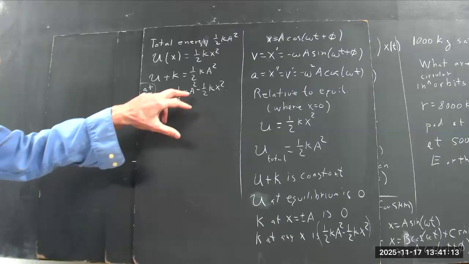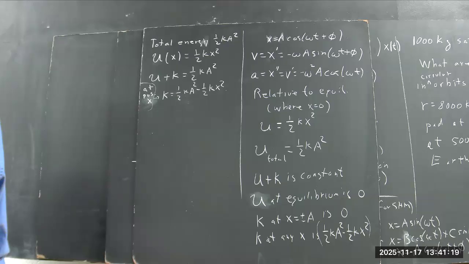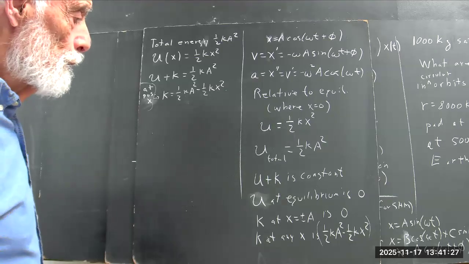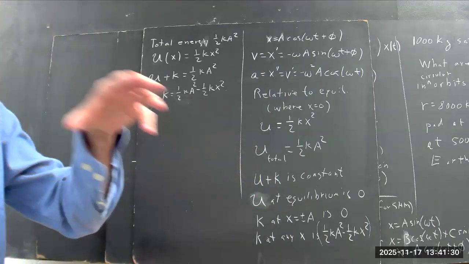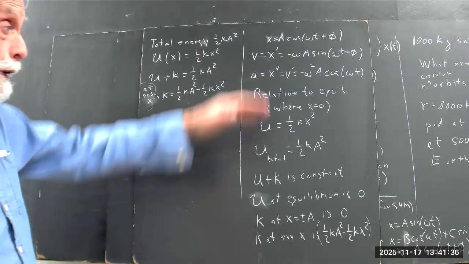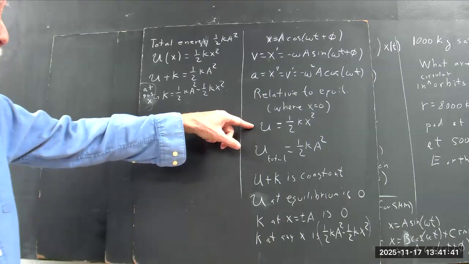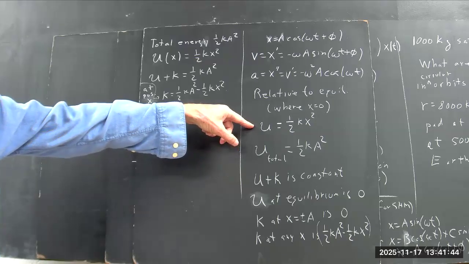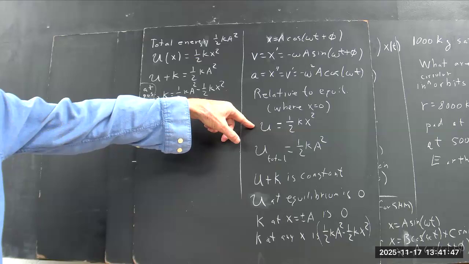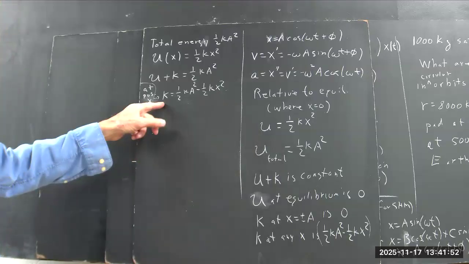At position x, your kinetic energy is 1/2 Ka squared minus 1/2 Kx squared. Now understand, you've got to think a little bit about this and apply it in problems before it really makes sense to you. But the structure of this analysis is very simple. Total energy is this, your potential energy at position x is this. So the difference between your total energy and your potential energy is your kinetic energy.